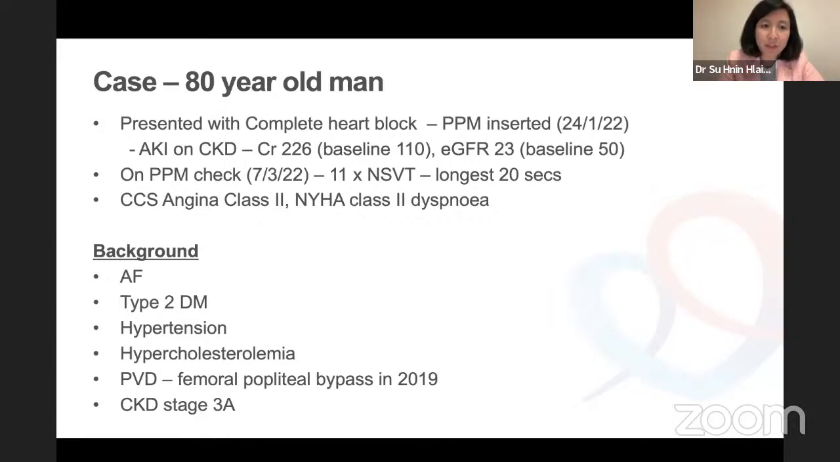He had a pacemaker check 6 weeks later, which showed 11 episodes of non-sustained VT, the longest being 20 seconds. He also developed angina class 2 and NYHA class 2 dyspnea at that time. He had a background history of atrial fibrillation on anticoagulation, type 2 diabetes, which is well controlled, hypertension, hypercholesterolemia, peripheral vascular disease with previous femoral popliteal bypass in 2019, CKD stage 3A and skin cancer.